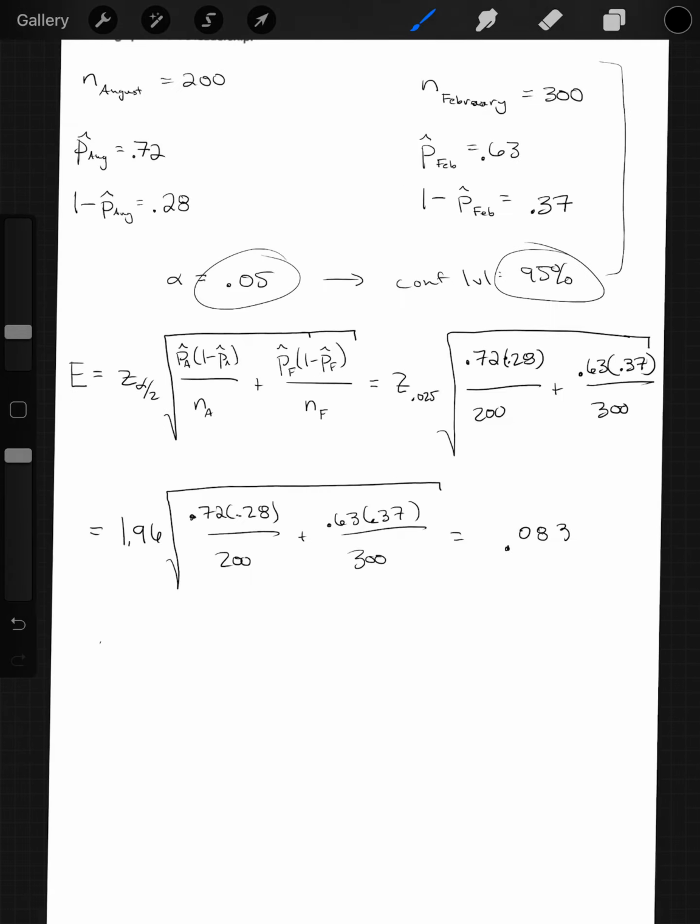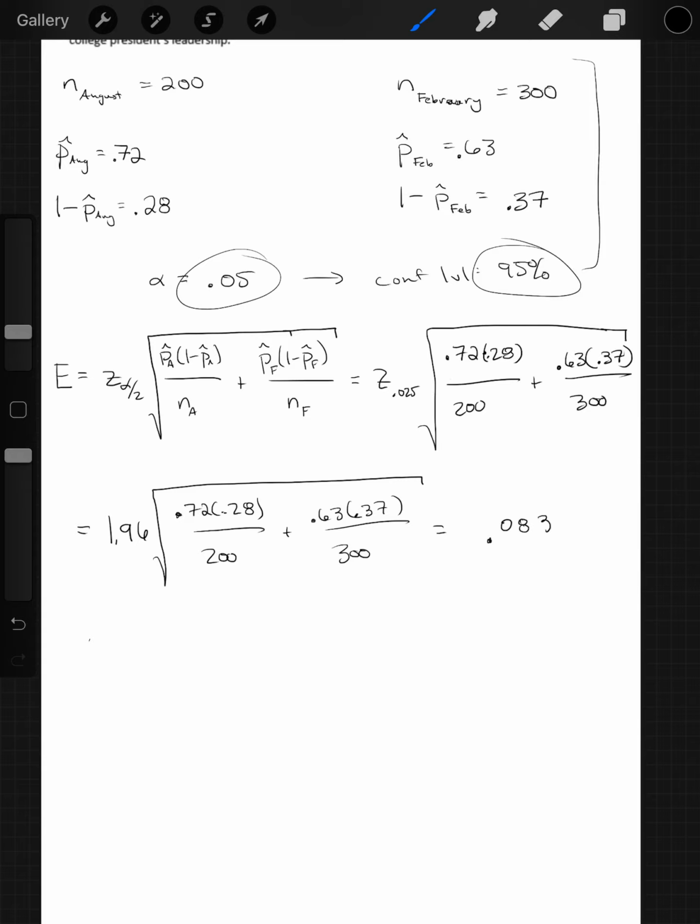Let's go ahead and find that point estimate. We didn't do it last time just because I wanted to show different ways. So let's say our point estimate is p-hat August minus p-hat February. So that's going to be 0.72 minus 0.63, which is 0.09.